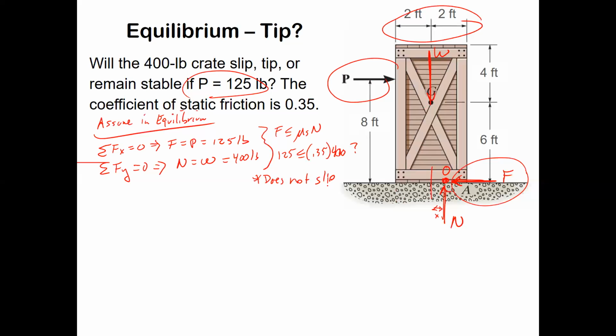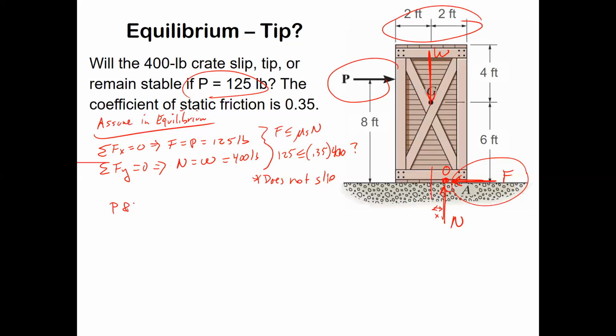But the question is, what if it tipped? Could it have tipped? Well, we didn't check the moments yet, right? This is a tall box, you're pushing high up, you've got a big couple moment. P times 8 feet is the couple moment, clockwise. Is the normal force going to be able to slide far enough to the right to provide a counter couple? And what happens if it can't? It tips over, right?